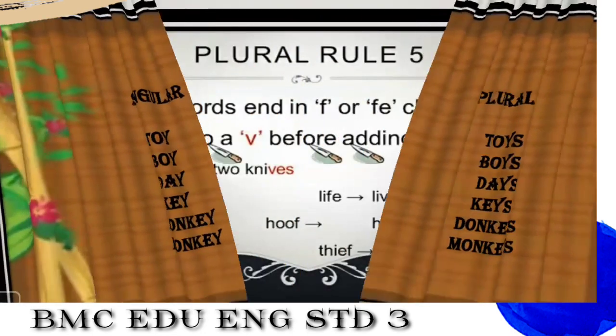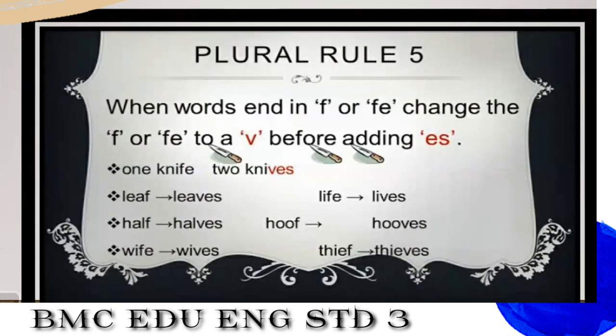Now plural rule 5. Now see what the fifth rule says. When words end in F or FE, change the F or FE to a V before adding ES. Now see, if the word is ending with the letter F or FE, what you have to add? You have to add VES. For example, knife. In the plural form, it became knives. The spelling K-N-I-F-E is ending with the letters F-E. So what you have to do? You have to remove F-E and add V-E-S to make it plural.